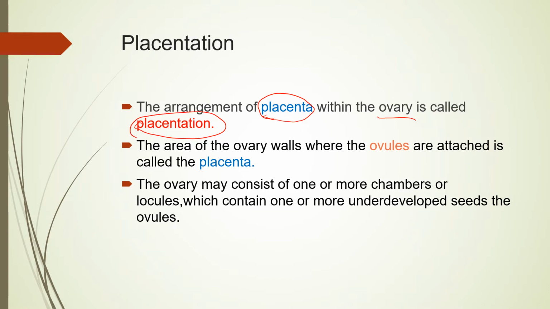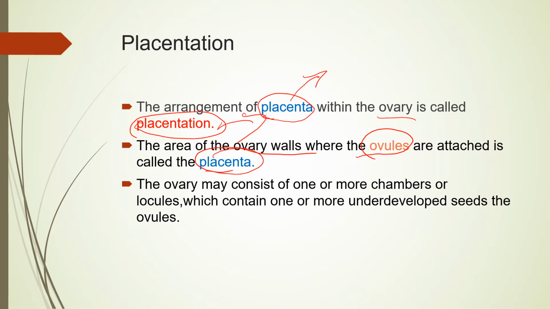What is the placenta? The area of the ovary wall where the ovules are attached is called the placenta. Now what are ovules again? This is the first new term. Here we are saying that the ovules get attached to a part which is called the placenta. The arrangement of the placenta within the ovary is called placentation.